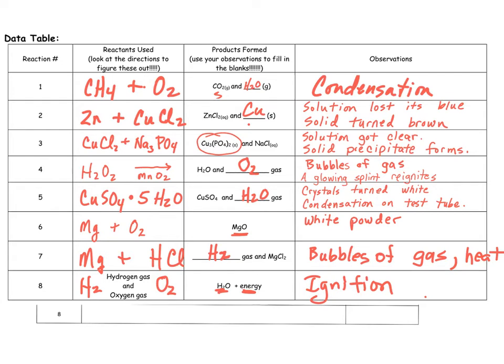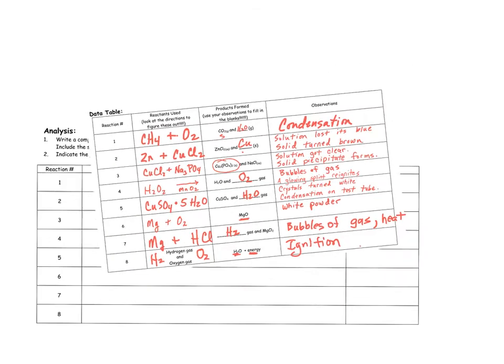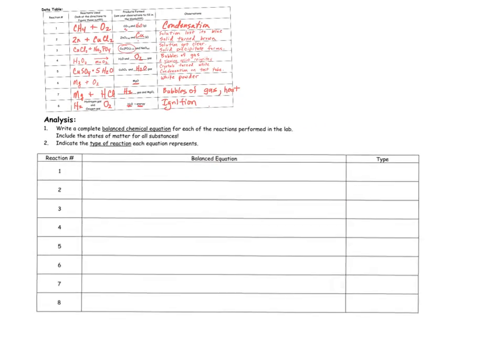Okay, here is our completed data table. You can pause the video if you miss something to jot that down. The next thing we need to do is complete the chart at the bottom. All right, so let's do that. This is the chart that has one column for balanced equation and another column to identify the type.